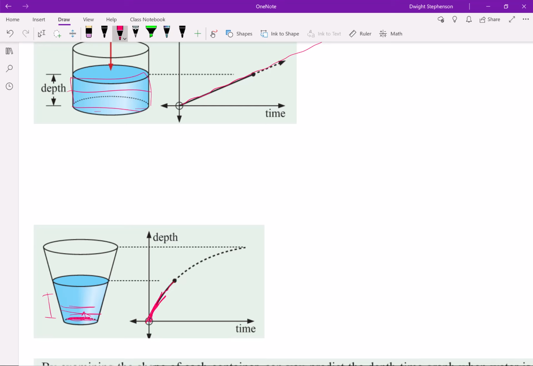So you can see we start out with the depth increasing fast, with a steep slope, and then the depth increase is going to slow down. The slope of this graph is going to get closer and closer to zero because it takes more time to have the same change in depth.